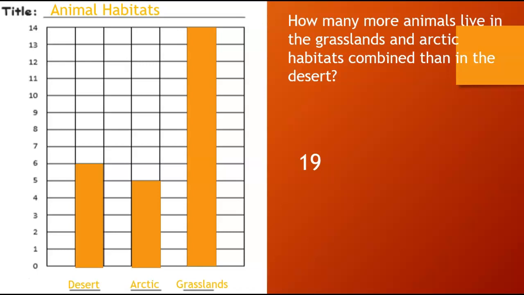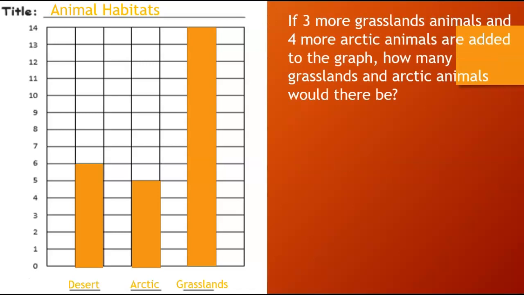And we're doing how many more? So we need to subtract. We're going to subtract the desert. How many are in the desert? 6. Good. Equals, what is 19 minus 6? Go ahead and solve that. Did you come up with 13? If you did, good job.